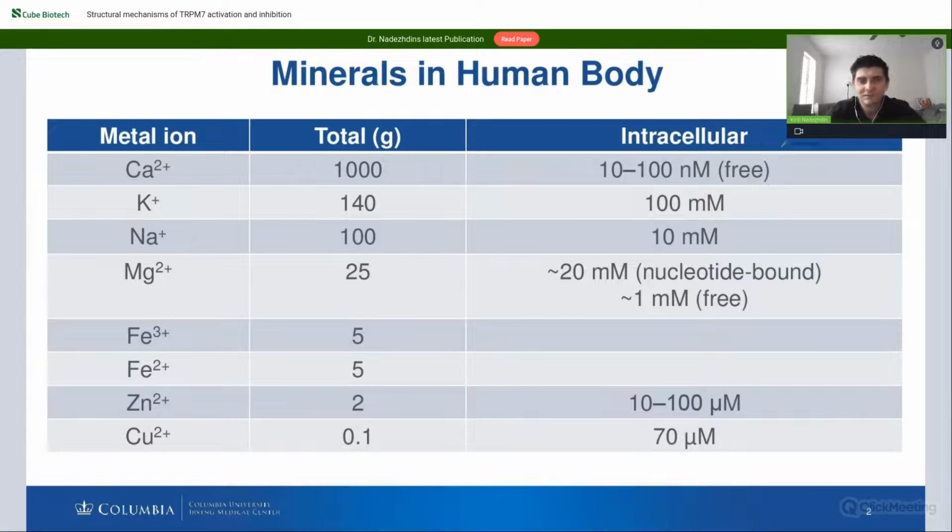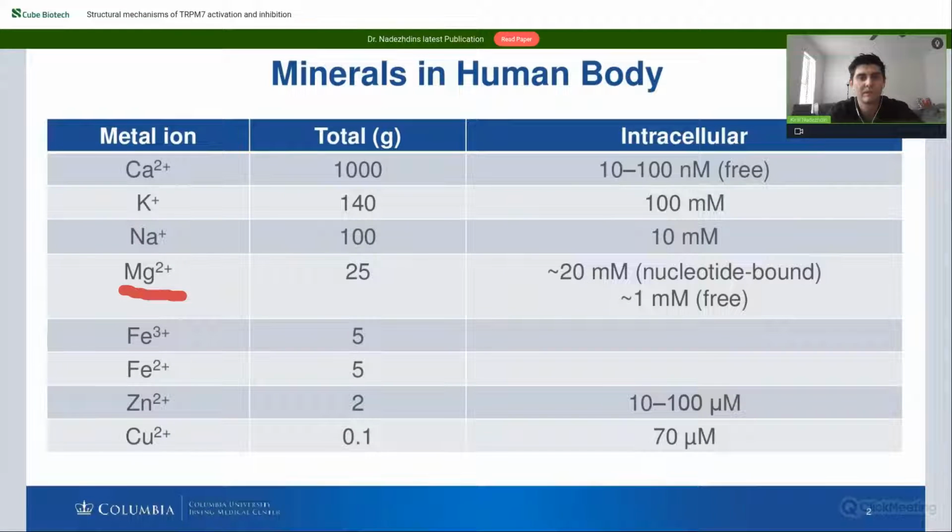First, I want to introduce the minerals in the human body. As you know, we have a lot of cations and minerals in the human body, and the most abundant one is obviously calcium. Then it is followed by potassium, sodium, magnesium, iron, zinc. What is interesting is that the distribution of all these minerals throughout the body is not equal. There are more minerals outside the cell than inside the cell. And it is interesting that one of the minerals, magnesium, is very abundant in the cells.